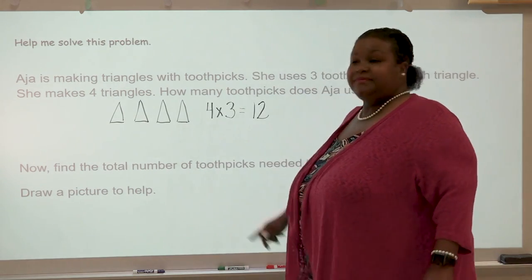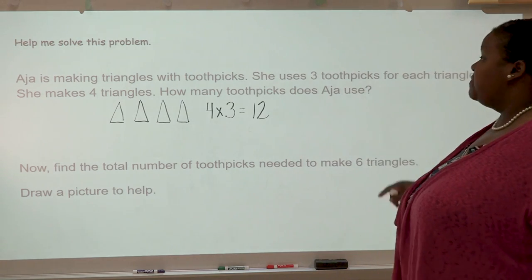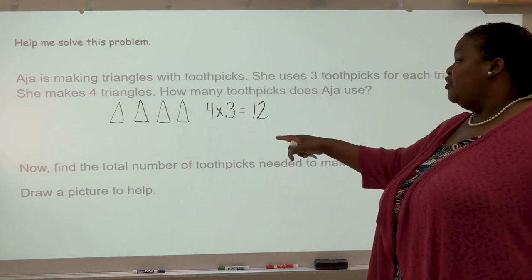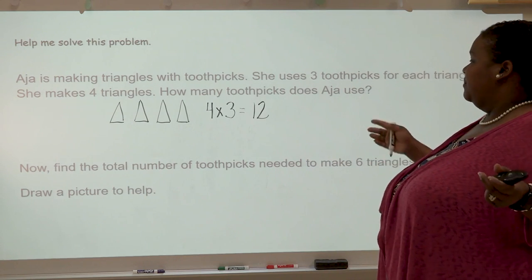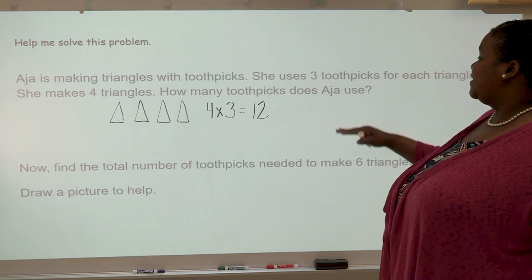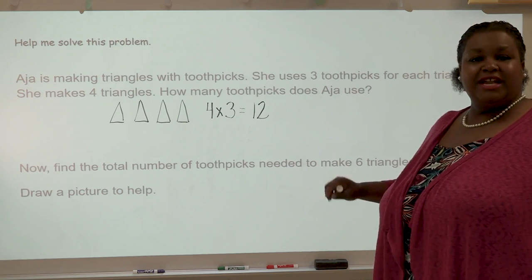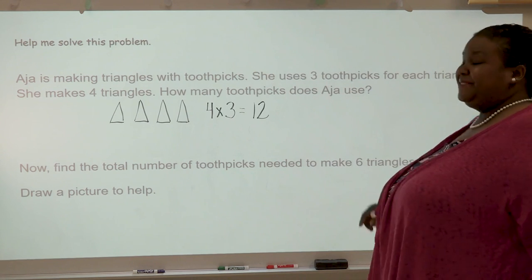Let's keep going. Now, find the total number of toothpicks needed to make 6 triangles. Draw a picture to help. Let's do that same strategy, but I'm going to have you doing this one. Draw your triangles, write an equation and an answer. I'm giving you 15 seconds.